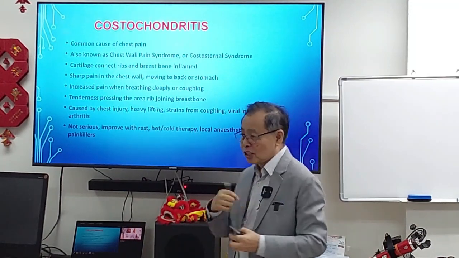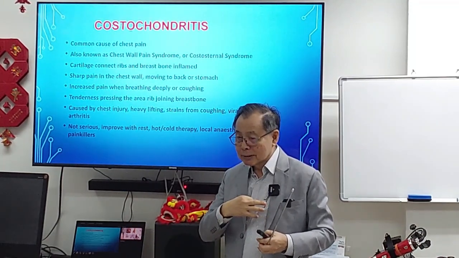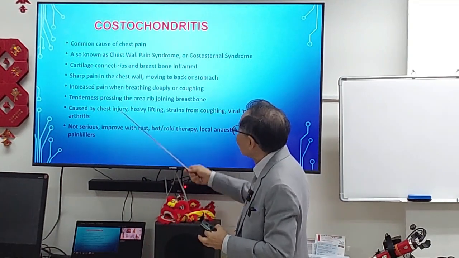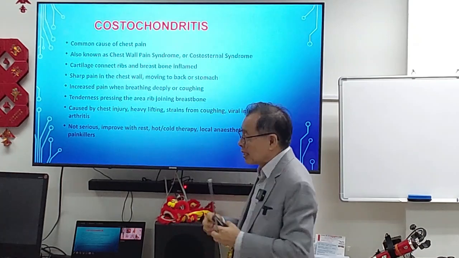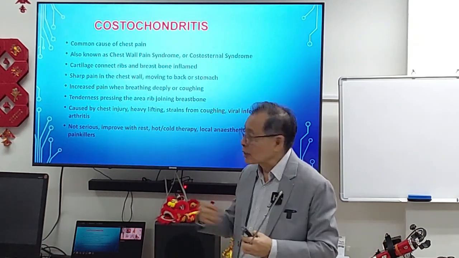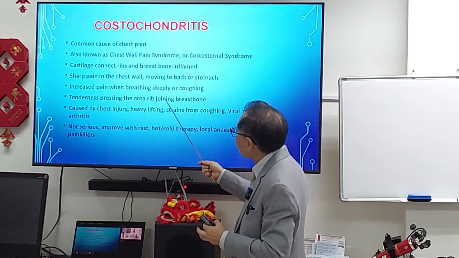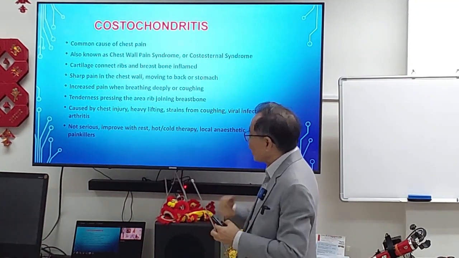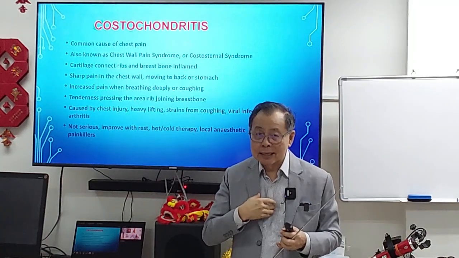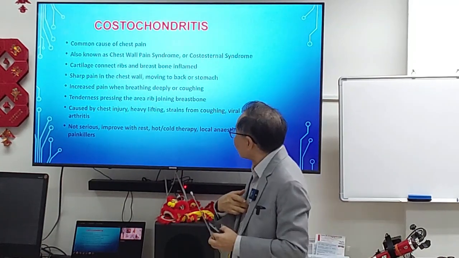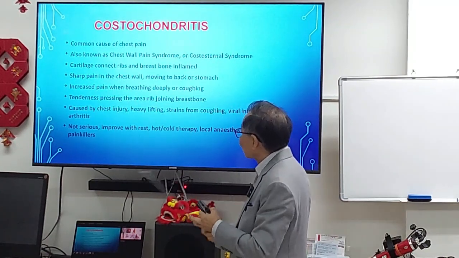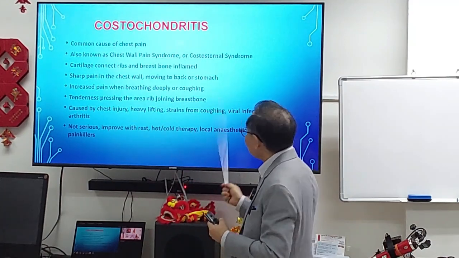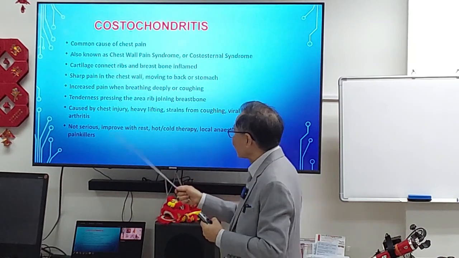It's a cartilage connecting your rib to your sternum, the breastbone. It's a sharp pain in the chest wall, going all the way to the back or to the stomach. And the pain is worse when you're breathing or when you're coughing. And when you press here, you can feel that it is painful. So it can be caused by injury, heavy lifting, strains from coughing, infection, arthritis. A lot of things can cause this kind of pain.